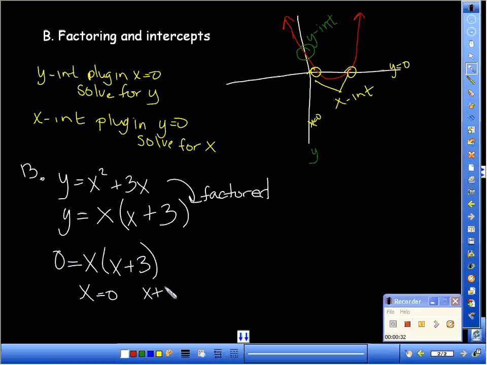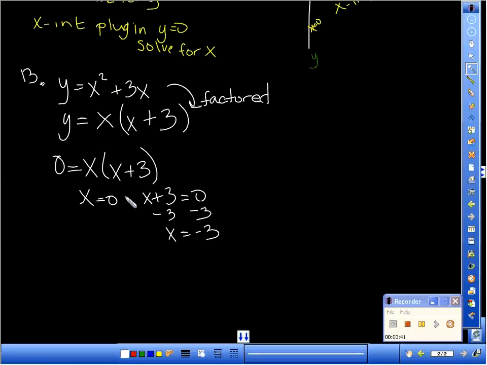And then if I take x plus 3 and set it equal to 0, what do I get for x? Subtract 3 from both sides, and x is equal to what? Negative 3. And if I plug in negative 3, is the whole thing 0? Negative 3 times negative 3 plus 3, which is 0, the whole thing is 0. So my x-intercepts are 0 and negative 3.